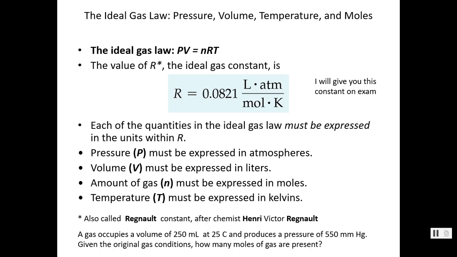So let's start. Let's try a problem. Let's say we have a gas that occupies a volume of 250 mL at 25 Celsius, has a pressure of 550 millimeters of mercury, and I want to know how many moles of gas are present. And so hopefully you realize already that before we start plugging in our pressure, volume, and temperature, we're going to have to do some conversions.